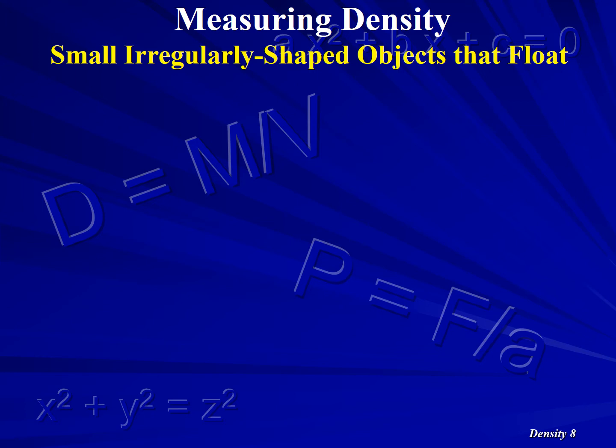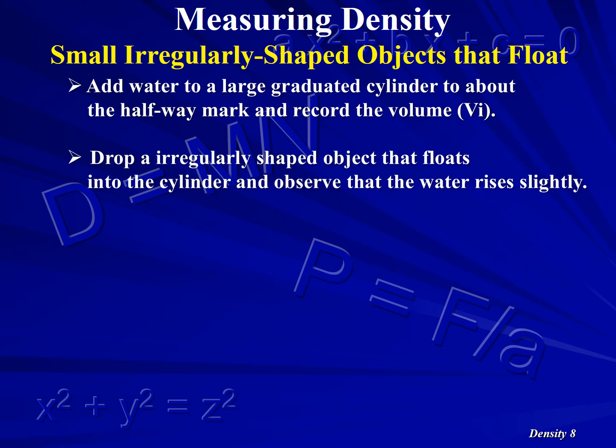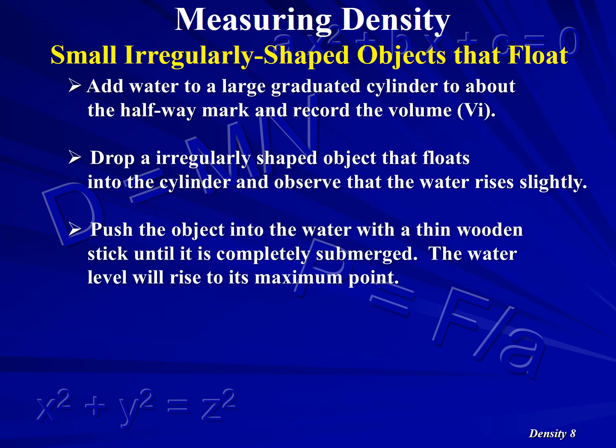For small, irregularly shaped objects that float, we use a similar method as for objects that sink with one important difference. The object must be held under water, completely submerged, to determine the volume. Add water to a large graduated cylinder to about the halfway mark, and record the volume as Vi. Drop the object that floats into the cylinder, and observe that the water rises slightly. Push the object into the water with a thin wooden stick until it is completely submerged.